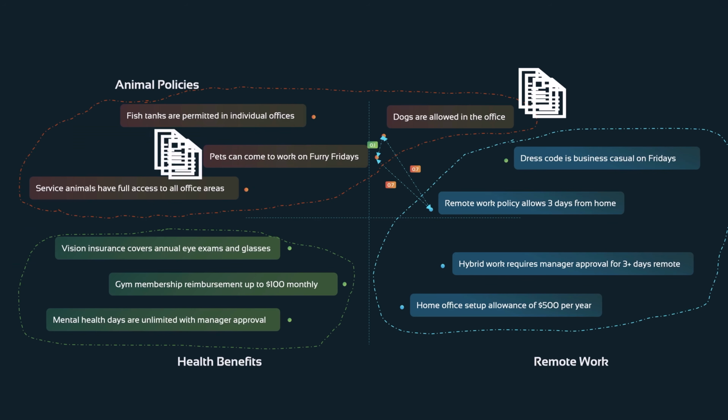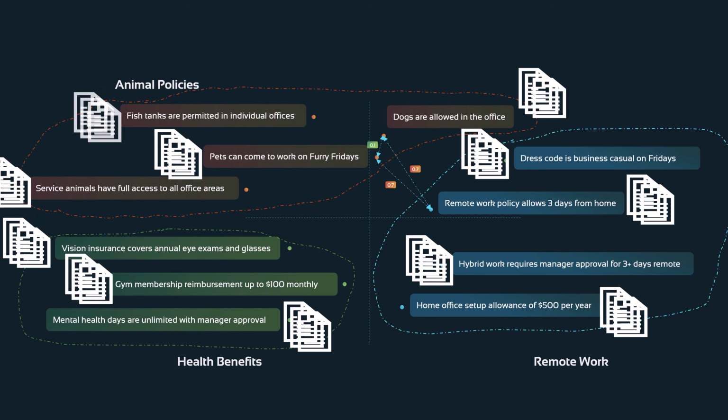Let's now understand chunking. Now that we understood how vector databases work, we have a new challenge. We've been working with simple sentences like "dogs are allowed in the office on Fridays." But what happens when we have real policy documents? What if we have a 50-page employee handbook that we want to add to our vector database?